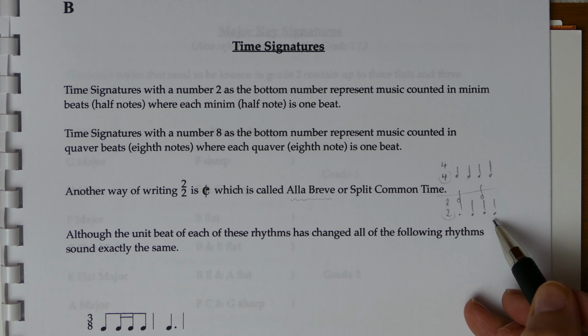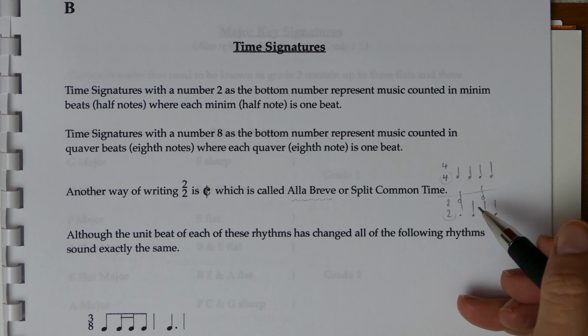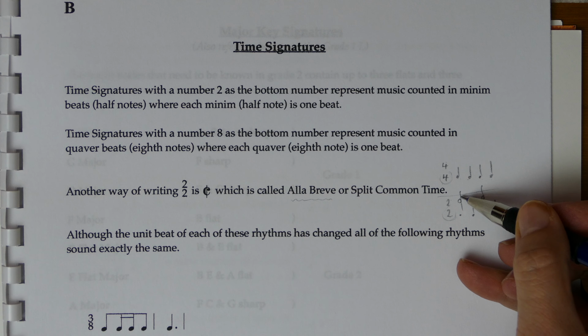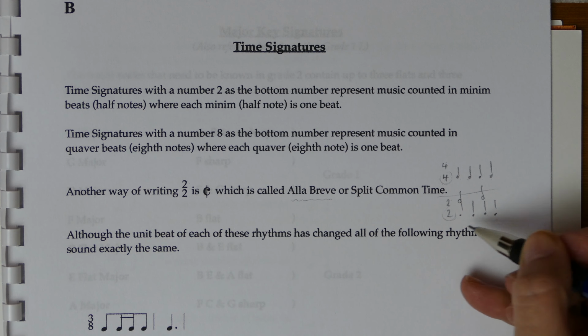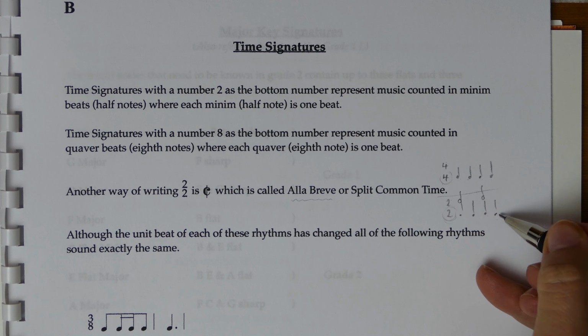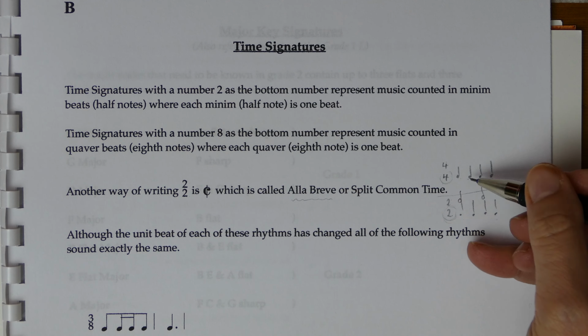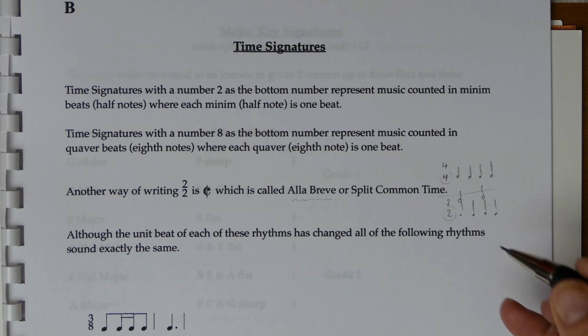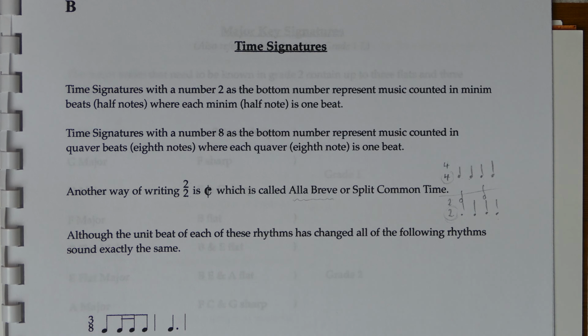So we would count this differently. Although it looks the same and it will sound the same, we're counting it in different units. And so now we'd be counting 1 and 2 and, because we're counting in groups of minims or half notes. So it's just the way that we count it. All the notes stay the same relationship to each other, but we count it in different units.